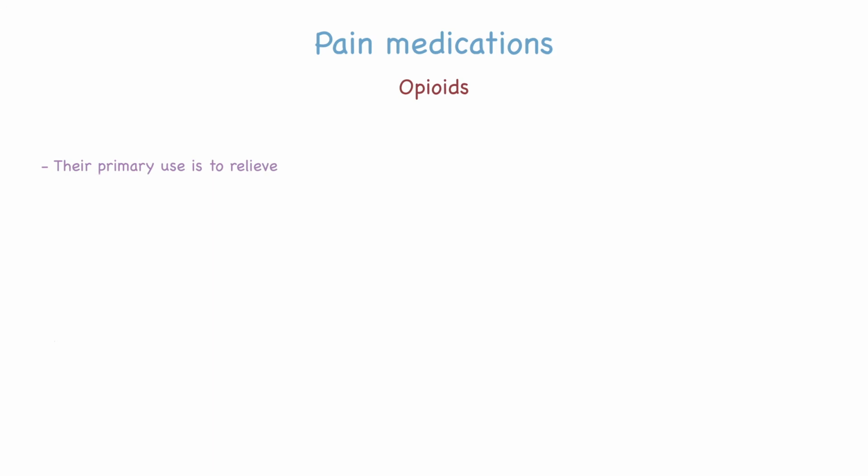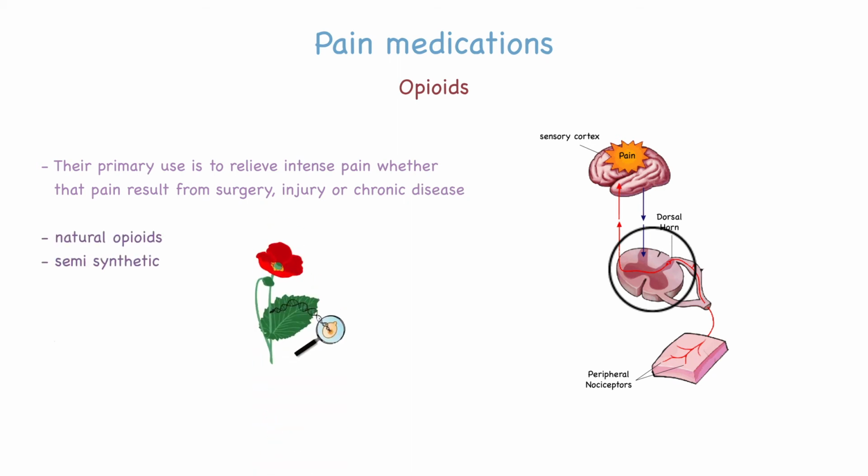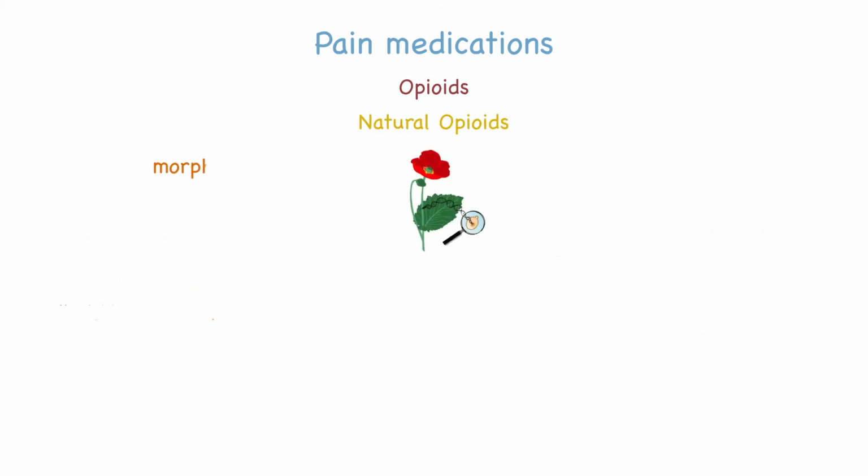Their primary use is to relieve intense pain, whether that pain results from surgery, injury, or chronic disease. We have natural opioids, semi-synthetic, and synthetic compounds. Their major effects are mediated by the three opiate receptors: mu, kappa, and delta. Opioids do not kill the pain, they only change the brain's perception of pain. Let's first talk about the natural opioids, which are morphine and codeine.